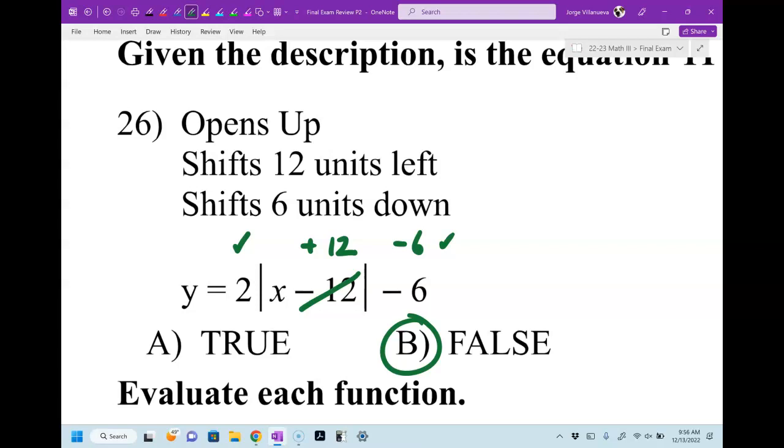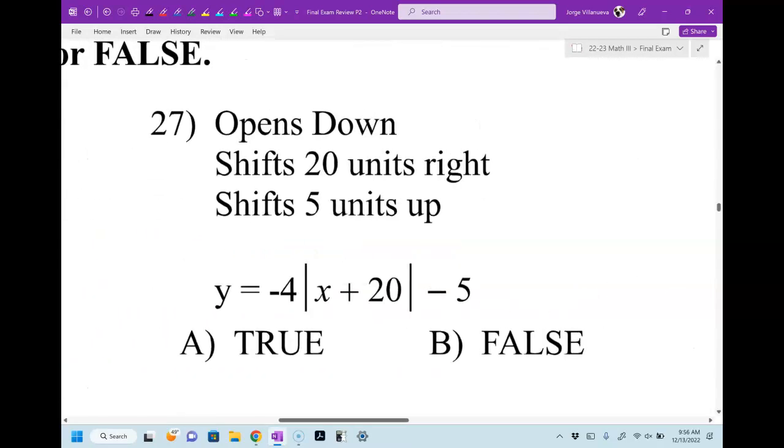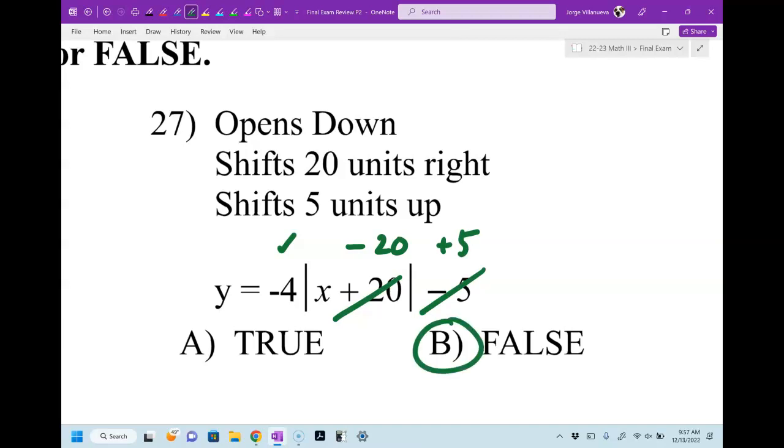But it's not. Number 27, it opens down, so that means A should be negative, so that's okay. 20 units to the right, that should be a -20. So that's wrong. And then 5 units up, that should be a +5, so that's wrong as well. So this is false.